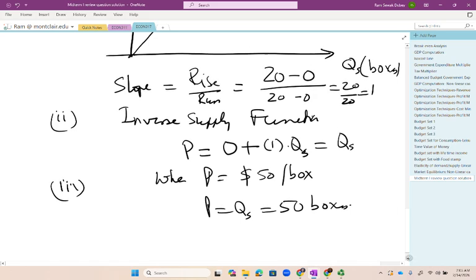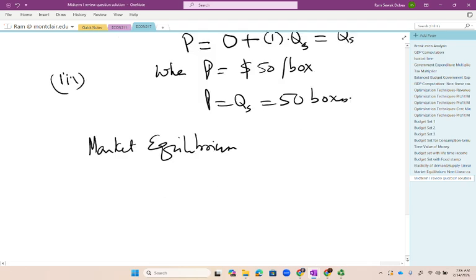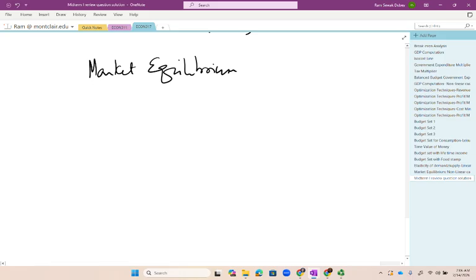That's the second part, the supply side of the market. Now we want to find out the market equilibrium. And for that, we can use both the graph as well as the algebraic expressions. So I'll start with the algebraic expressions. We know the inverse demand given as price equal to 100 minus quantity demanded, and the inverse supply.